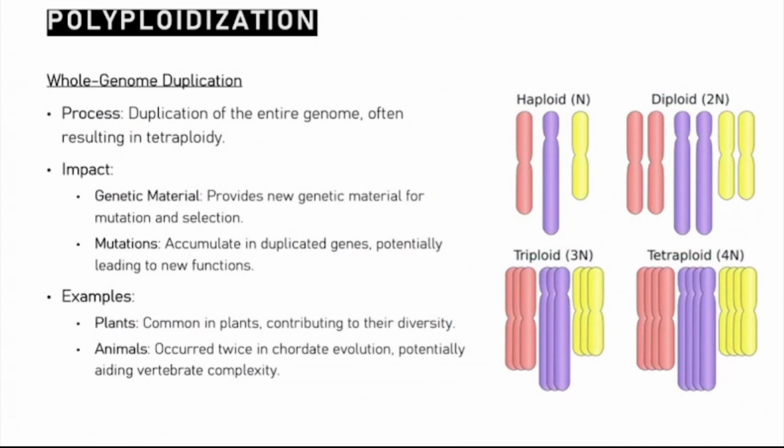Then we've got polyploidization. So this is whole genome duplication. Whole genome duplication is very, very important. It's also something that we discussed earlier in syllabus point 61. And whole genome duplication, if you remember, is what was responsible for the formation of tetrapods. Do you know what a tetrapod is?